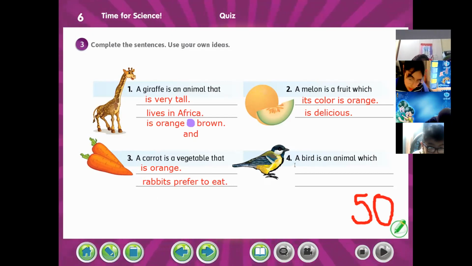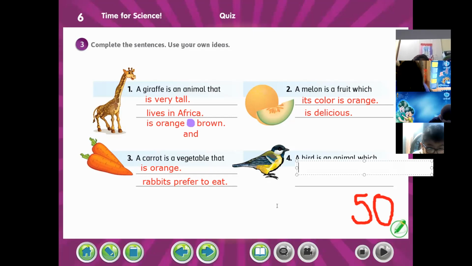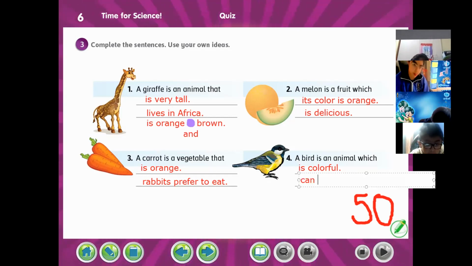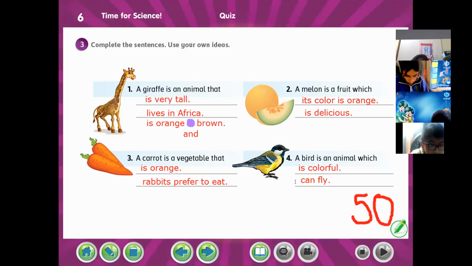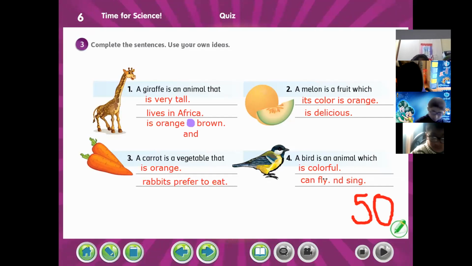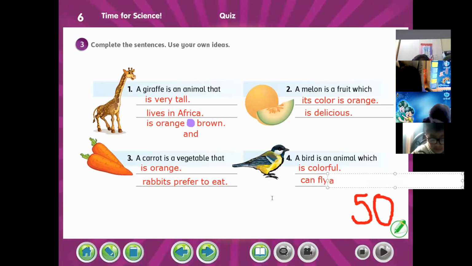Number four, tell me your ideas. A bird is an animal which... With many colors? I can fly. Which is colorful, you can say that. Teacher, is a can fly. Ah, can fly, yeah, this is the option. A bird is an animal which can fly. Which can fly. Or that can fly. Also, you can say they can fly and sing, no? Because the birds sing. Like in trees? Yeah, and it has feathers. Yeah, that's the other option.